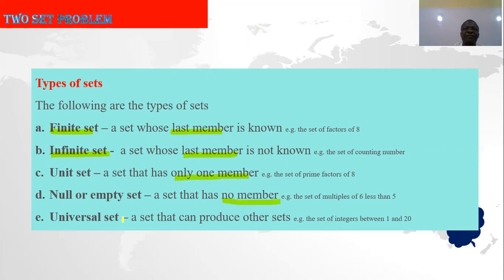Universal set is a set that acts like a mother. For example, if I say the factors of 20, there, 20 is what we are actually talking about. 1, 2, 4, 5, 10, and 20 are all obtained from 20. So 20 is their mother. So a universal set is simply a set from which we can derive other sets. That is what we mean by a universal set. So universal set produces other sets.